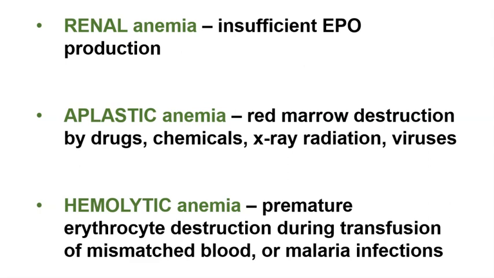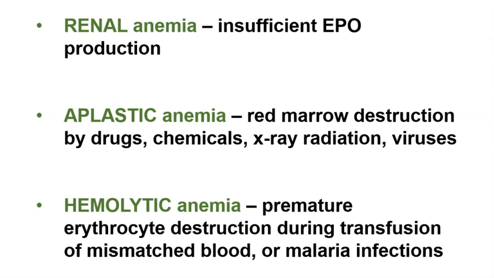Next, we have renal anemia, which is caused by insufficient production of the hormone EPO, erythropoietin, from the kidneys. Aplastic anemia is an anemia that's caused by the destruction of red bone marrow. This destruction of red marrow could be caused by drugs, certain chemicals, things like X-ray radiation, as well as certain viruses.